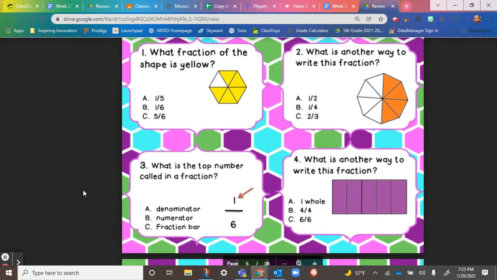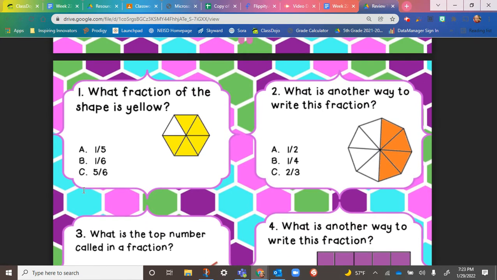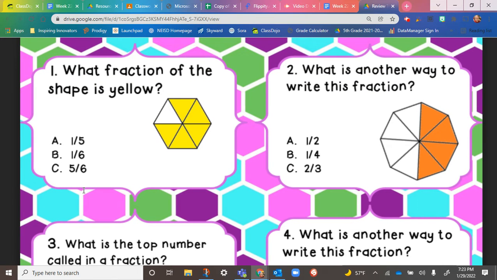Hi guys, we are going to do some fraction review with these test cards here. So I'm going to go over each one and you can pause the video, then listen to my explanation and see if you're correct. So if you want to answer number one, go ahead, pause the video.